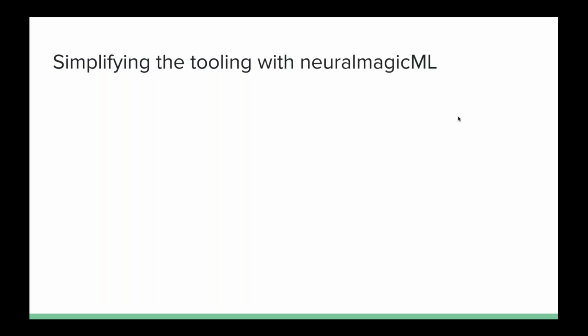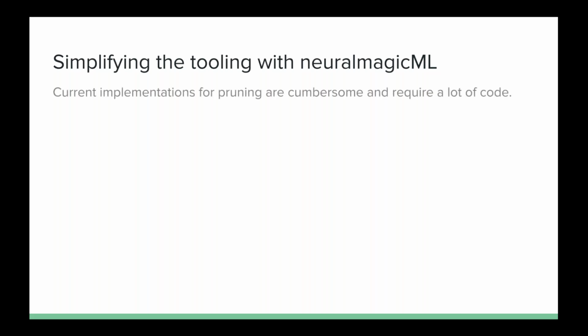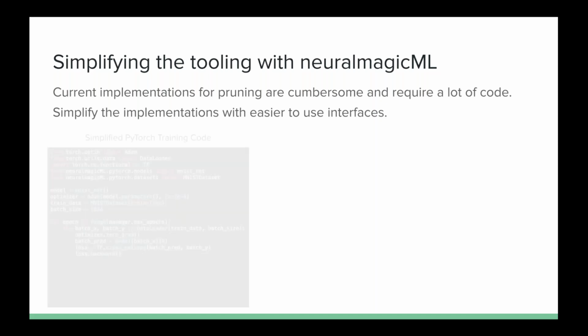So now let's step into the tooling. And what do I mean by tooling? Well, I mean actually doing the sparsity ops inside of your training process. So whether you're using TensorFlow or PyTorch or any of the ML frameworks, everything is really hard to use right now. It's really cumbersome and requires a lot of code. In some cases, like with TensorFlow, you actually have to completely redefine your graph to be able to do this. So if you're using pre-created models, like from the TensorFlow APIs or the Slim package, it becomes impossible unless you're going to download that file and edit the original source code. So we want to simplify these implementations with easier to use interfaces.